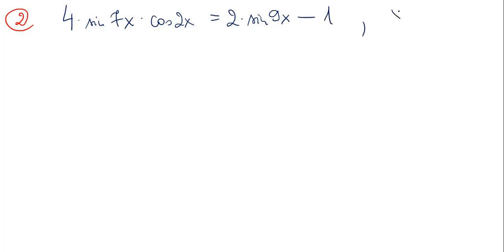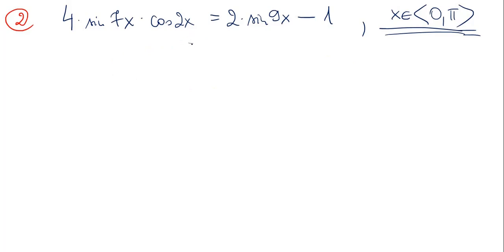The second equation looks like this: 4 times sine 7x times cosine 2x equals 2 sine 9x minus 1, and the interval is even shorter than before because it's 0 to pi. Okay, so again, quite good information for us because we don't have to look at the period of the function, we have just 0 to pi. Now let's take a look here.